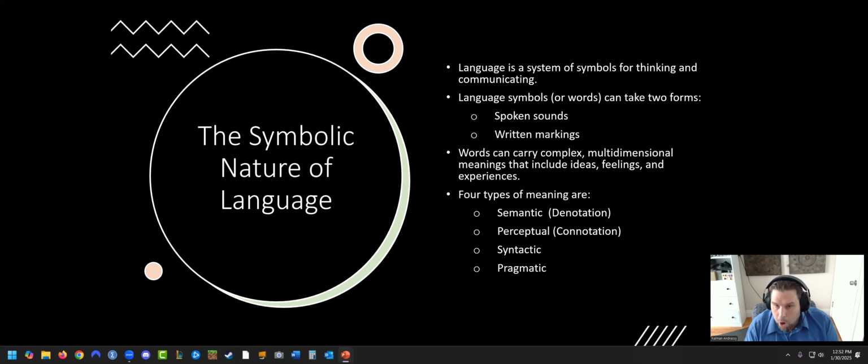Language symbols are words, and those words can be expressed in more than one way. Of course, vocally through spoken sounds, and through writing, written marks. And of course, the English language has a certain way that it sounds, and it is written using the Latin alphabet. And perhaps has some spelling conventions and grammatical conventions that essentially come together from a multitude of different origin points.